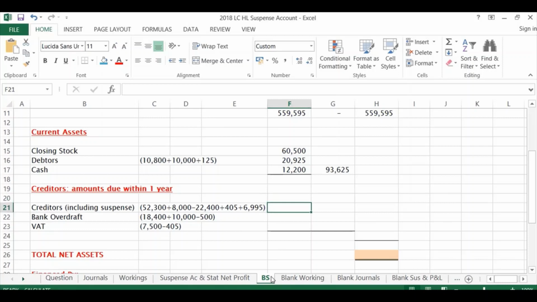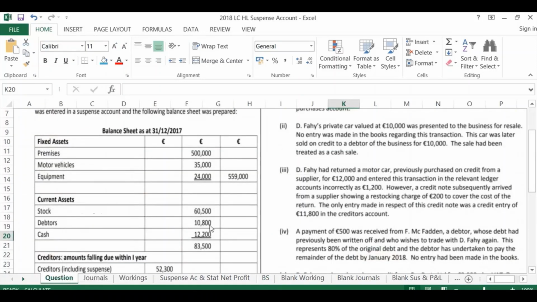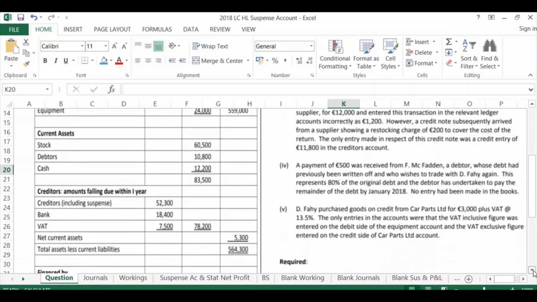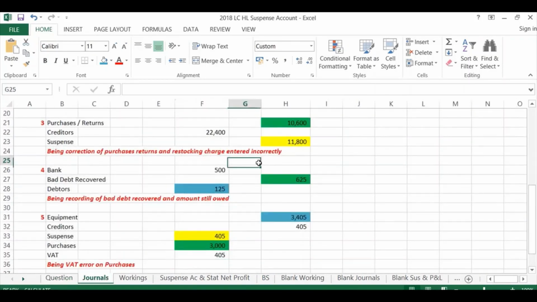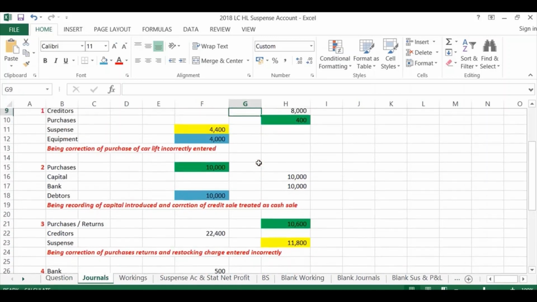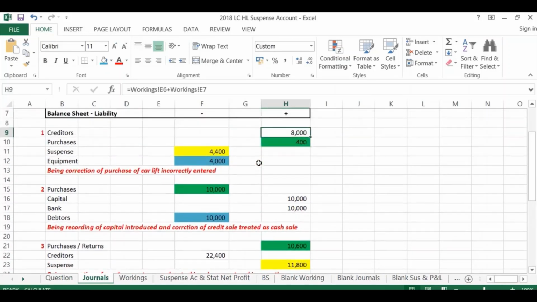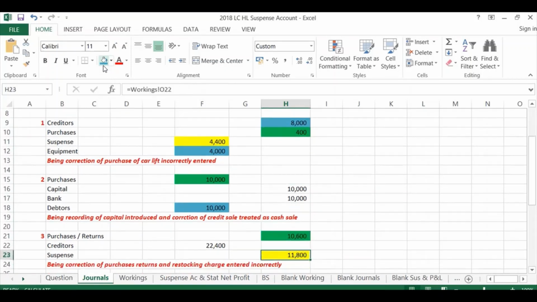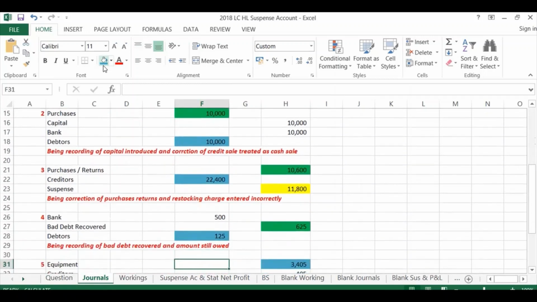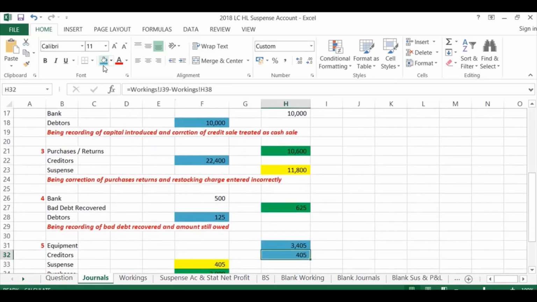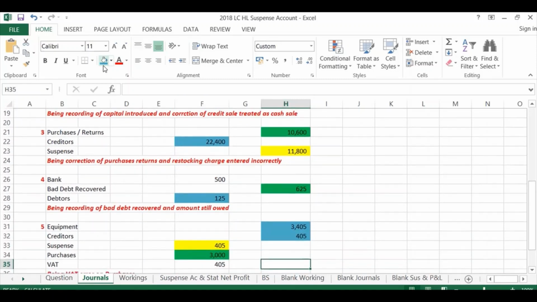Okay, so there's been a few changes to creditors in the journals, and we also have to remember that suspense is included in creditors. So originally creditors was 52,300. If I look at my original balance sheet, it was 52,300. Now, if I go to my journals and look at the creditors changes, there's a credit entry of 8,000, and again, creditors have a credit balance, it's a liability, so that 8,000 is going to increase my liability. I'm going to add the 8,000. I'm going to take away the 22,400 because it's a debit entry, and I'm going to add the 405 because it's a credit entry.